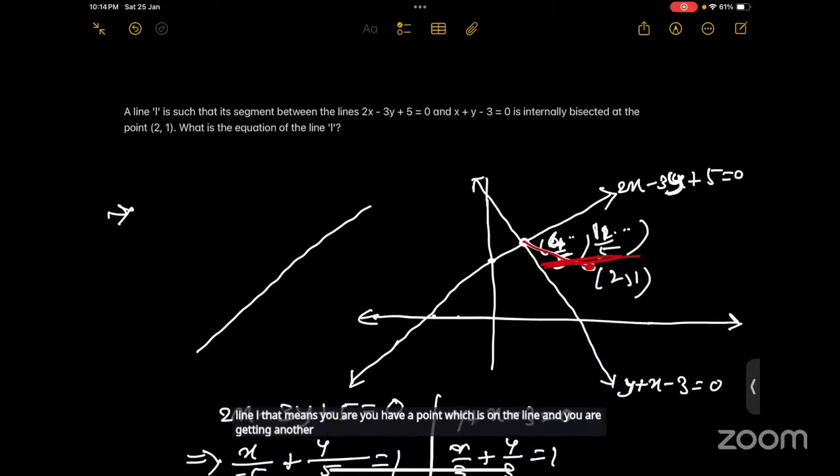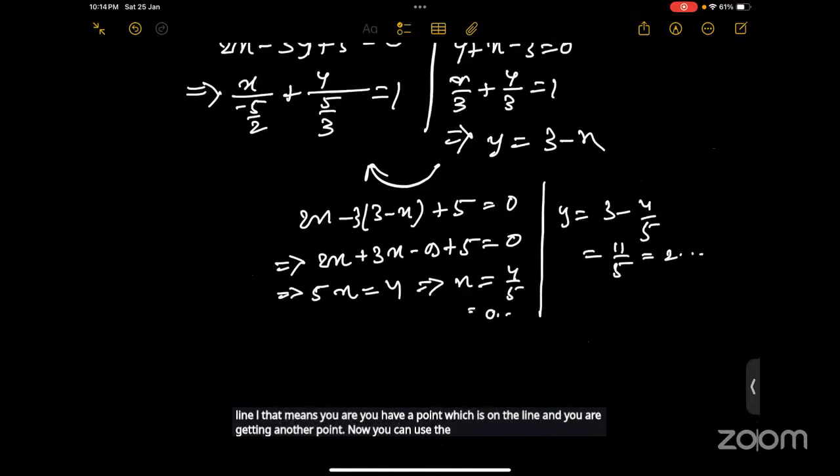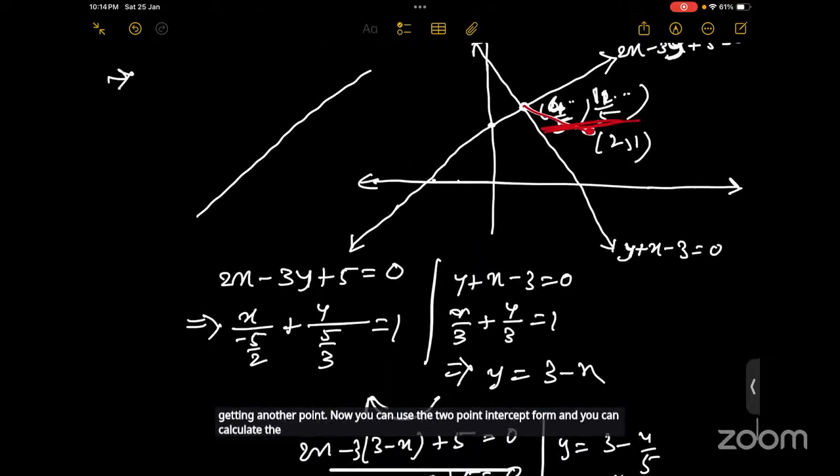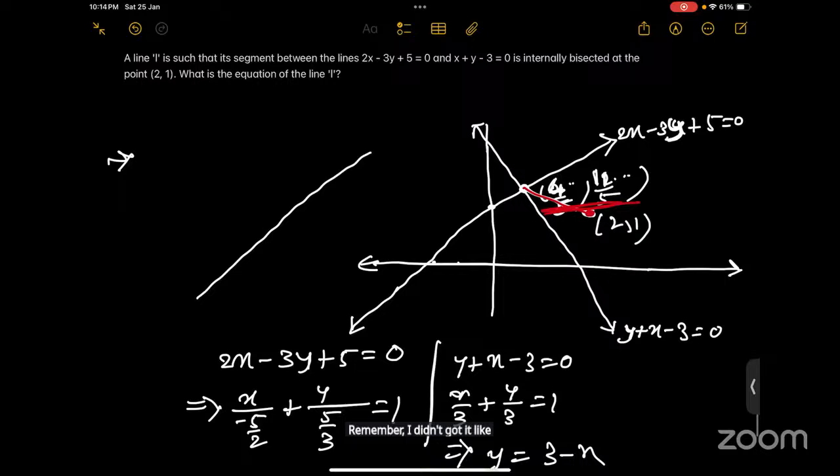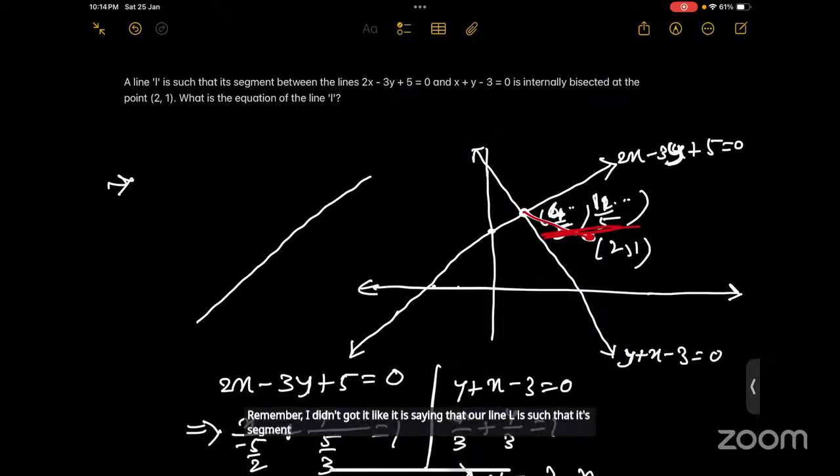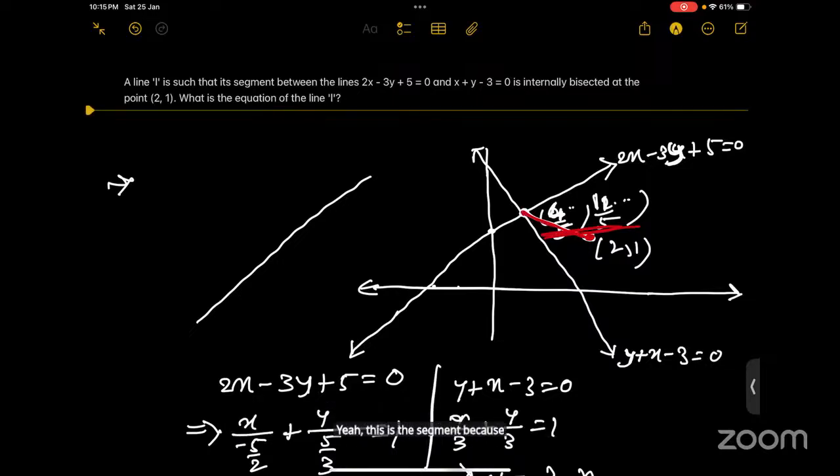That means you have a point which is on the line and you are getting another point. Now you can use the two-point form and calculate the equation. No, but I didn't get it. It is saying that a line L is such that its segment between the lines is internally bisected at the point (2,1). The line is infinite, na bro. We are taking a small portion of the line, right? Between these two points.